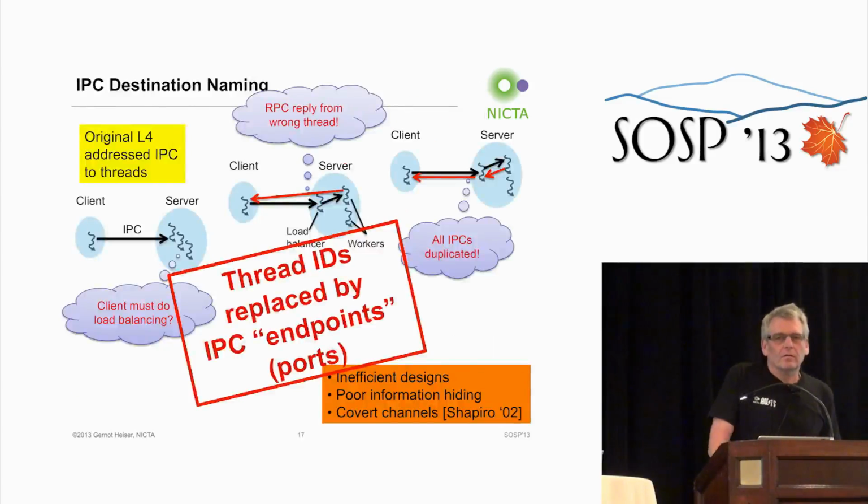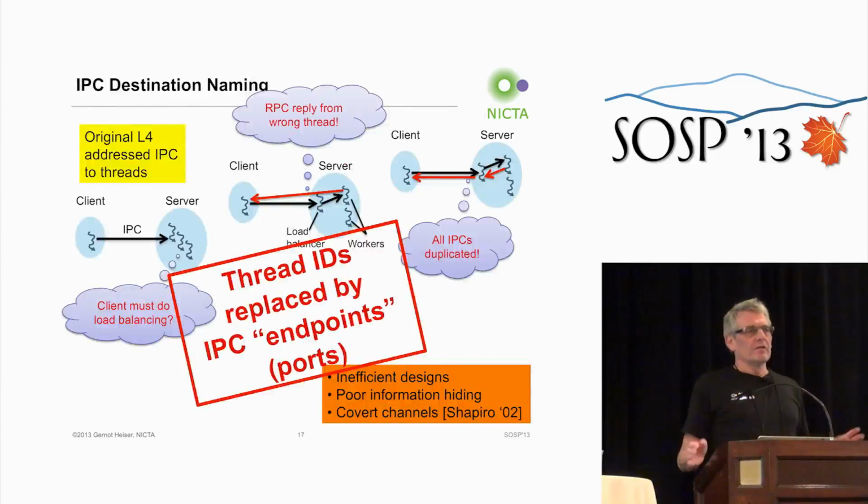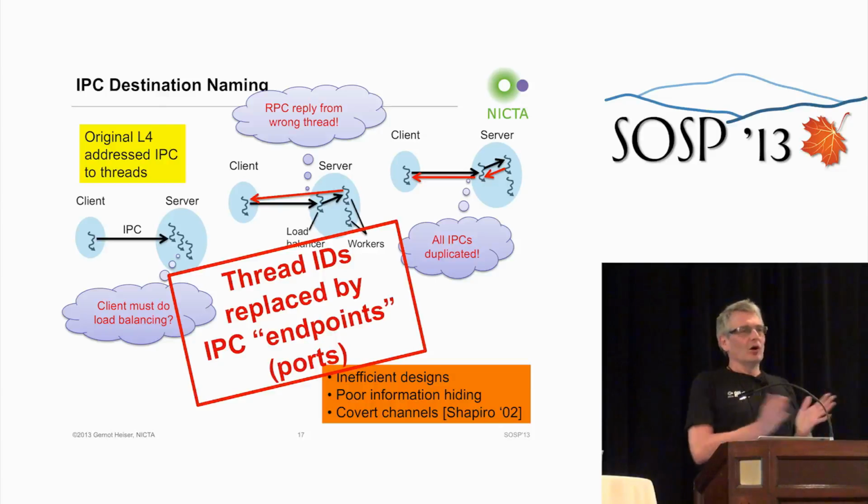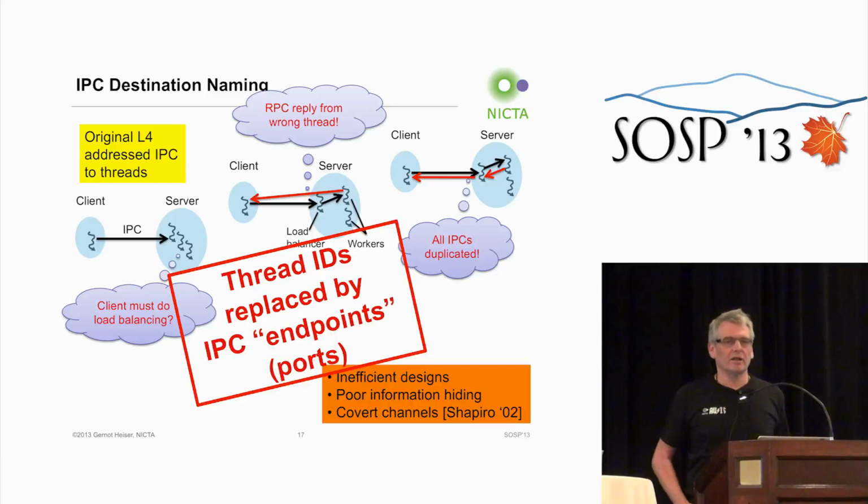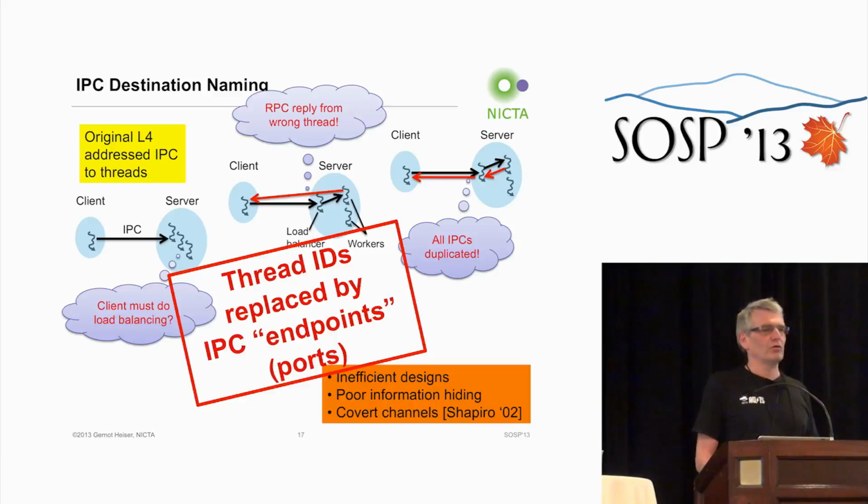So, before I explain how this actually works, there's another issue that's relevant here, and this is the naming of IPC destinations. Original L4 used thread IDs for directing IPC, and that exposes the internal thread structure of a server to clients, which is bad. But it also forces unnecessary messaging. Either the load balancing has to be done by the client, which of course is bad, or the server internally needs to forward these messages, and that duplicates the number of IPC operations, which is also bad. So there's inefficient design, poor information hiding, but the killer argument was actually delivered by John Shapiro, who observed that these global thread IDs provide covert channels, and we didn't want that.